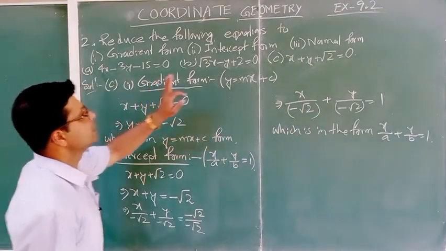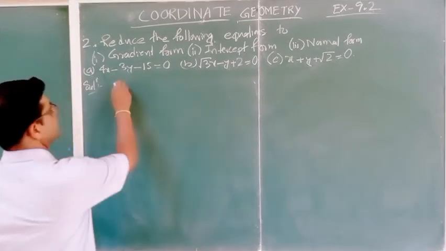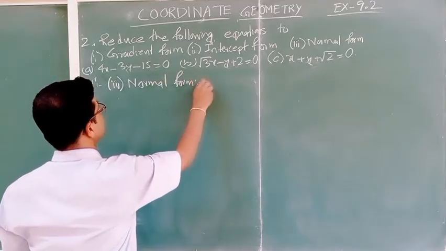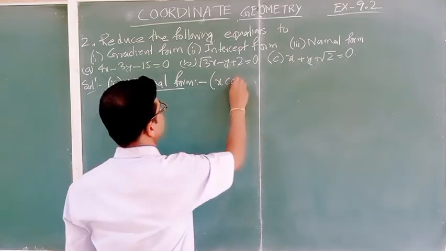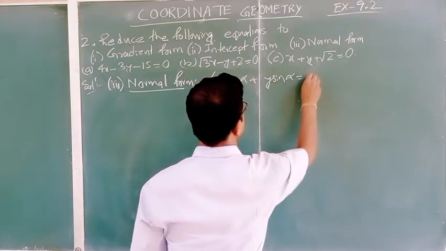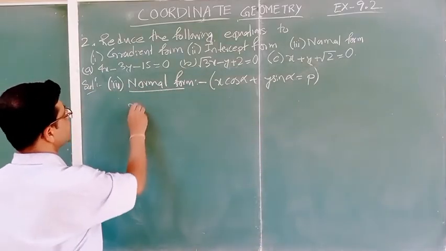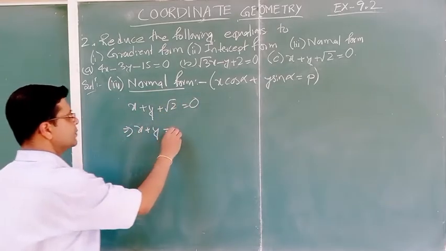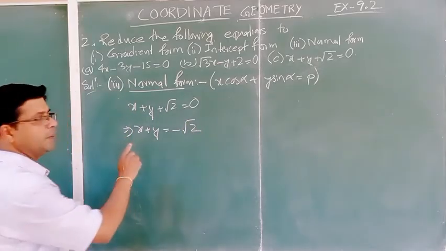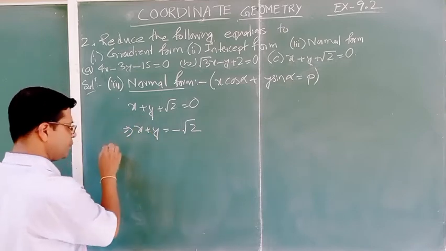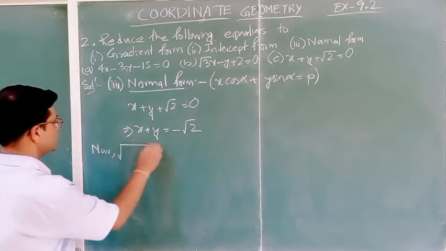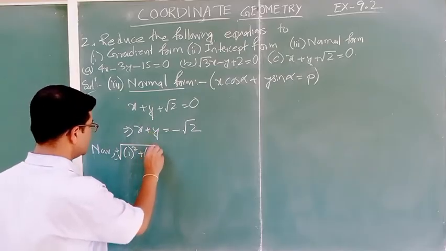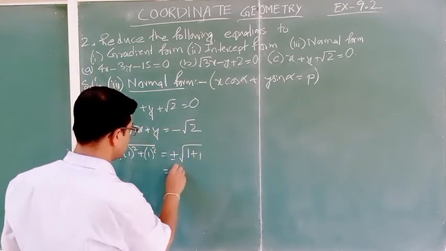Now this third one is left, normal form. Let us take number 3, normal form. This is also a very interesting sum. Normal form is this one, x cos alpha plus y sin alpha is equal to p. Correct? So the equation is x plus y plus root 2 is equal to 0. What is the procedure? At first, this constant term we take on the other side. Then we divide both sides by the square root of the coefficient of x squared plus the coefficient of y squared, taking plus minus. Its coefficient is 1, its coefficient is 1, so plus minus root of 1 plus 1, plus minus root 2.